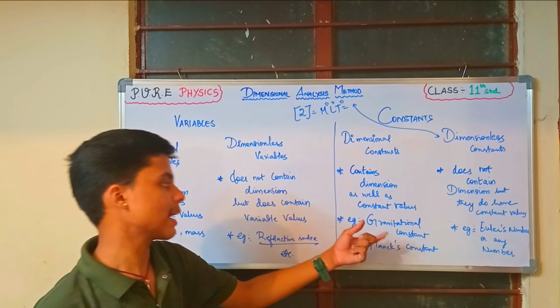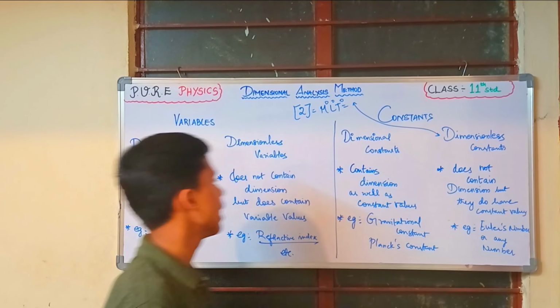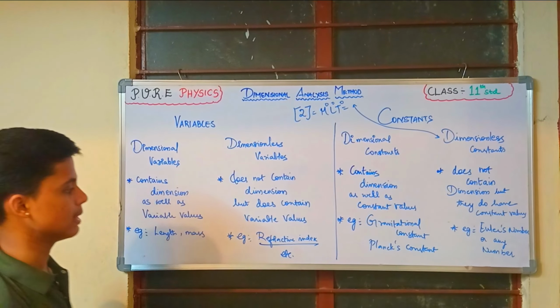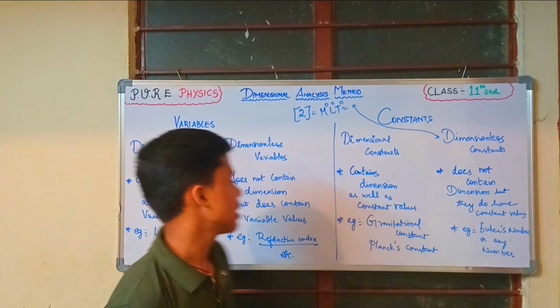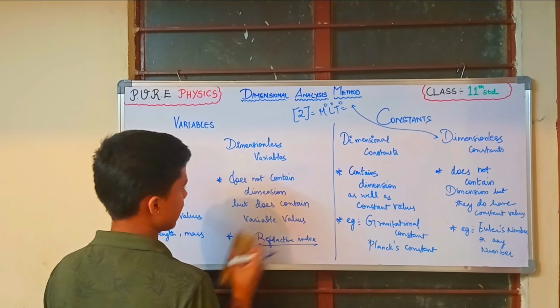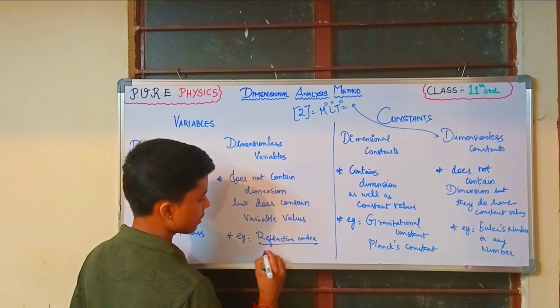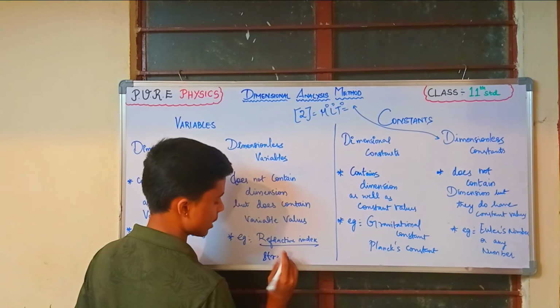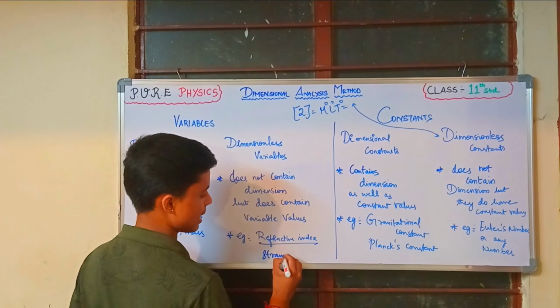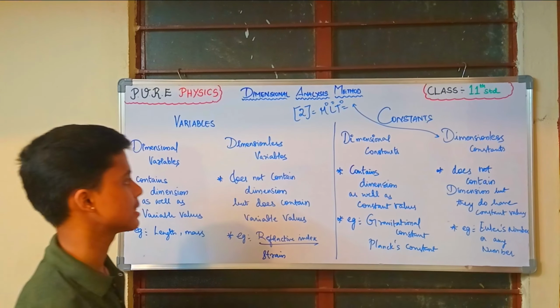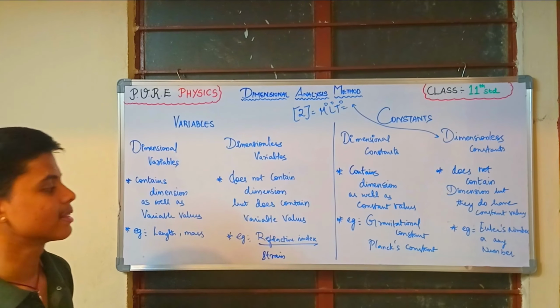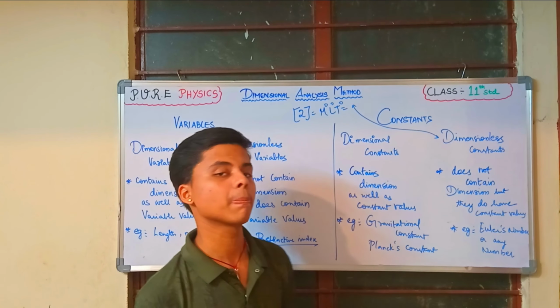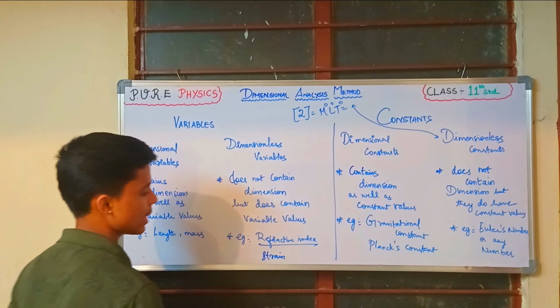Dimensional constants are the gravitational constant and Planck's constant. And again, for dimensionless variables, I have refractive index. And as I recall, there is another example for dimensionless variables, which is strain. We have strain as an example for dimensionless variables. And what is strain? We will learn this in chapter number 7, properties of matter.